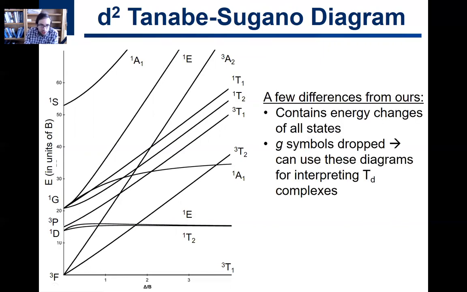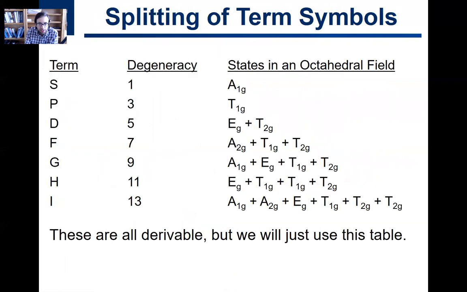The other thing that you'll notice is that the G symbols were dropped, right? We don't have triplet T1G at the bottom. Imagine a line straight at the bottom, that's the ground state. It just says triplet T1. And it turns out that because octahedral and tetrahedral complexes are related, what we'll learn in future videos is that you can use these Tanabe-Sugano diagrams to interpret tetrahedral complexes as well. It's really powerful. And so we keep the diagram generic and we drop the G's.